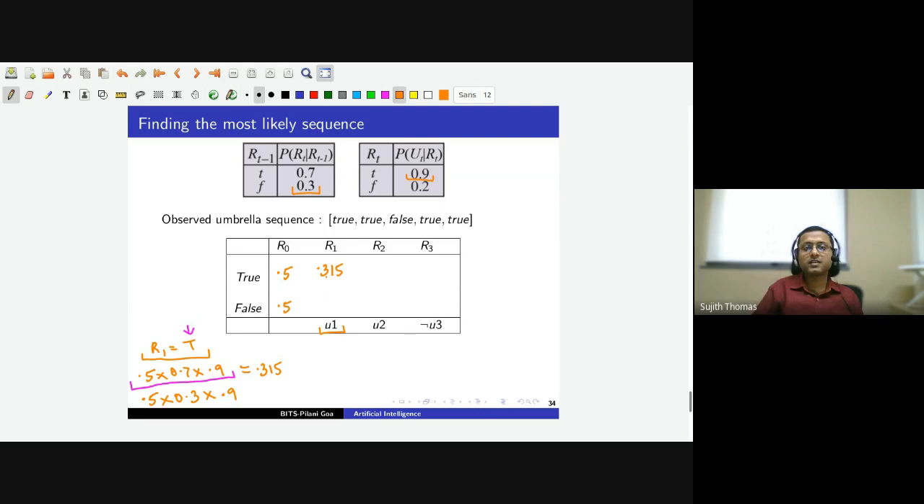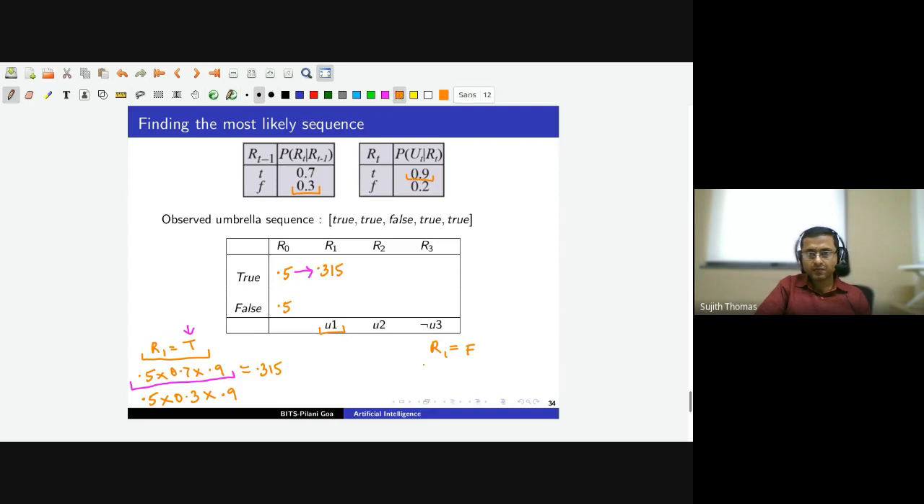Similarly, we have to find the best probability of sequences that end with R1 equal to false. So that we have to consider as a separate case. And one more thing we will note. We will note down how we obtained this probability 0.315. We obtained this probability by moving from R0 equal to true to R1 equal to true. So we will store that information also.